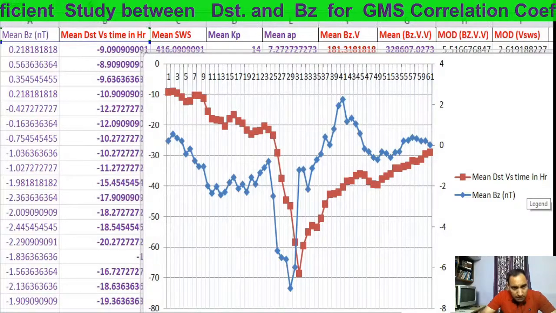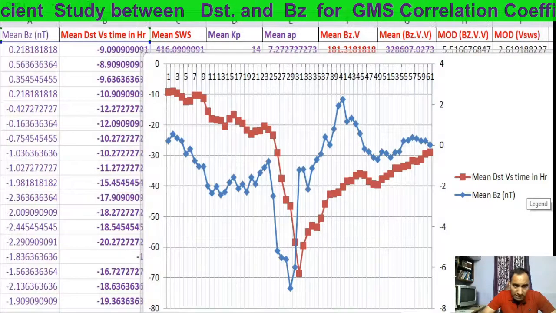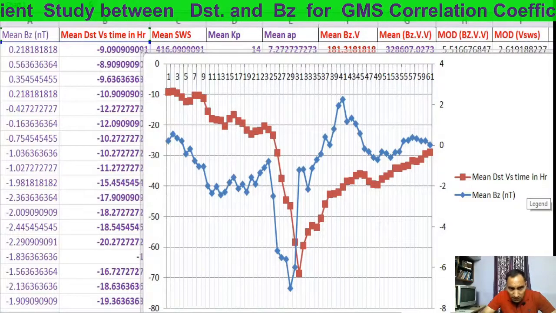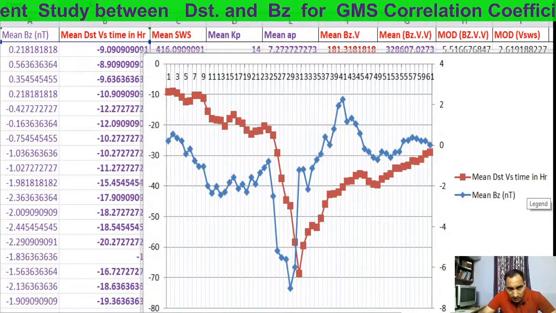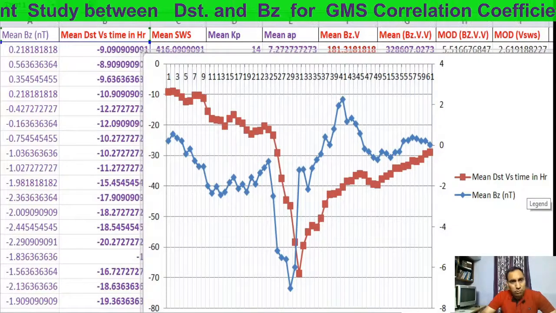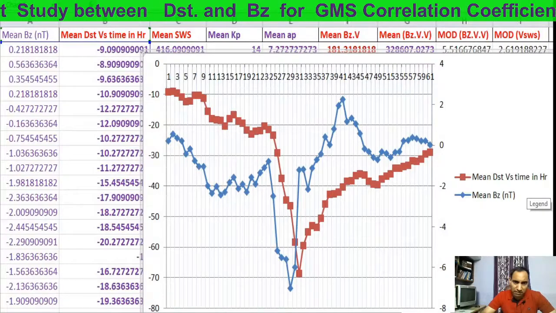and there is a duration. Suppose the storm starts at this time 0, then up to 30 hours we have taken that 30 hours data as the action period, then 30 hours to the reaction period or recovery period. So it is a total of 60 hours of data we have plotted here.